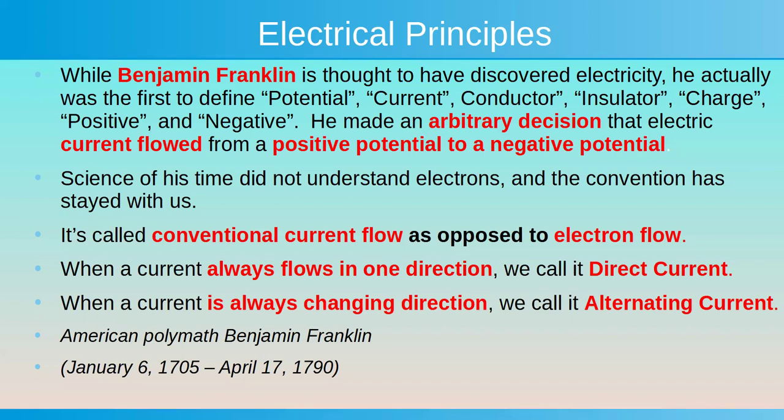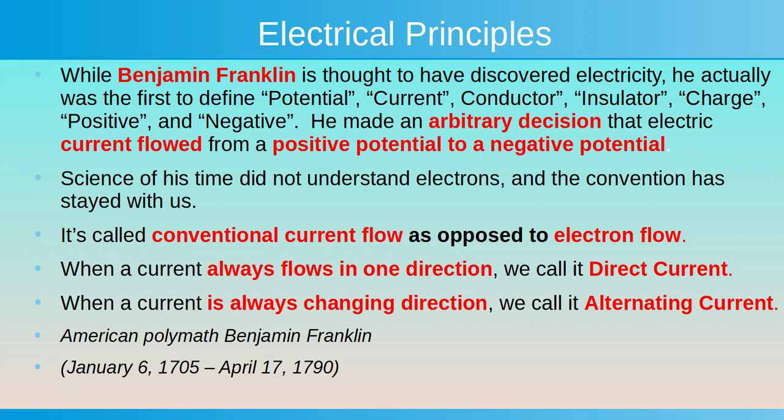Okay, our old friend Benjamin Franklin was quite a character, and most people think he discovered electricity. Well, he didn't. But one of the things he did, good or bad, because they didn't know any better, he arbitrarily defined a bunch of things like potential, current, conductor, positive, negative, insulators, and charges, even though they didn't really understand what an atom was and how charges move and all those kinds of things. And his arbitrary decision was that electric current flowed from positive to negative, and we still follow that. That's called conventional current flow.